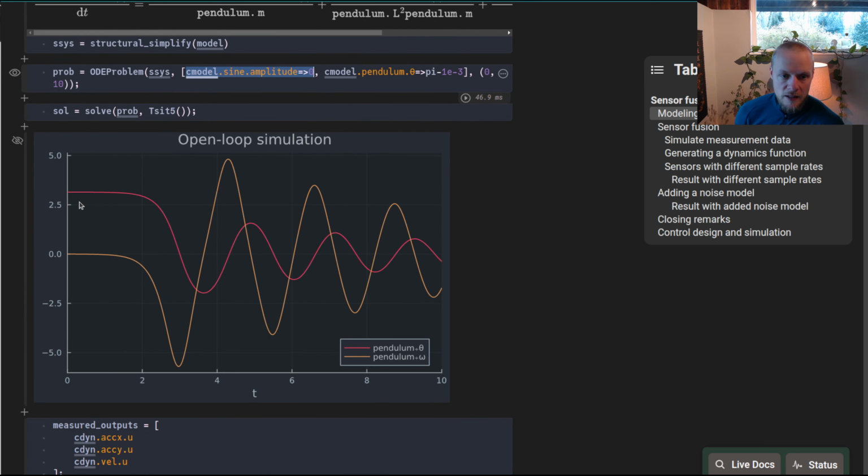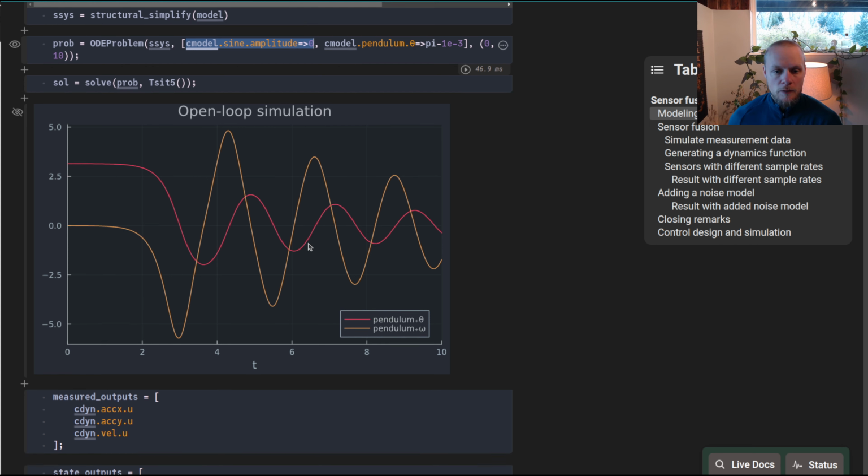And it looks like this. So here I start at some angle close to pi and zero velocity, and after a while the pendulum falls down and swings a bit, and then due to the damping, the oscillations die out. Okay, so this behaves the way we would expect.